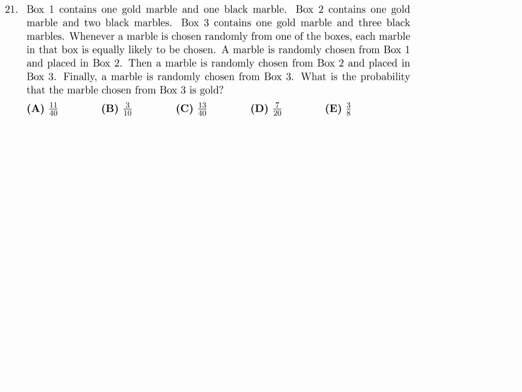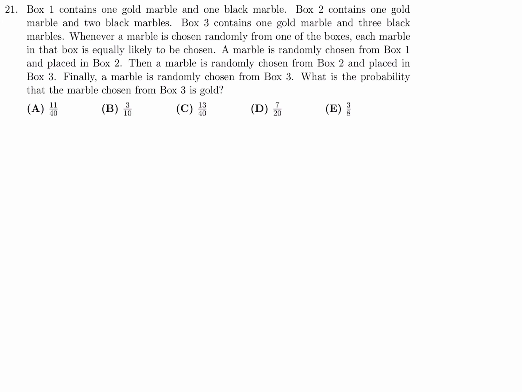Whenever a marble is chosen randomly from one of the boxes, each marble in that box is equally likely to be chosen. A marble is randomly chosen from box 1 and placed in box 2. Then a marble is randomly chosen from box 2 and placed in box 3. Finally, a marble is randomly selected from box 3. What is the probability that the marble chosen from box 3 is gold?